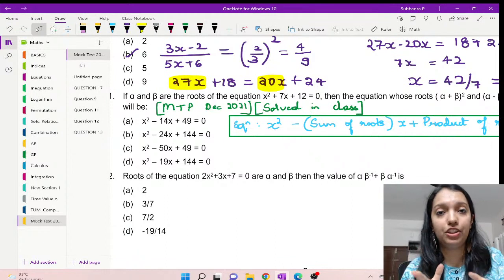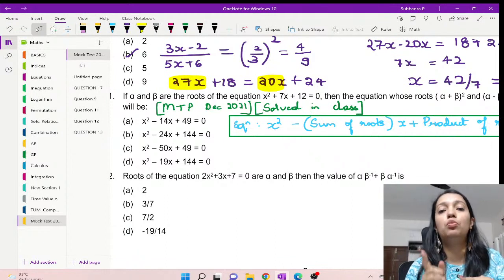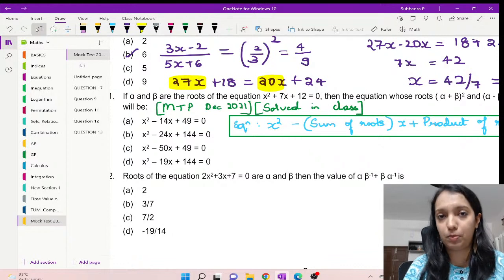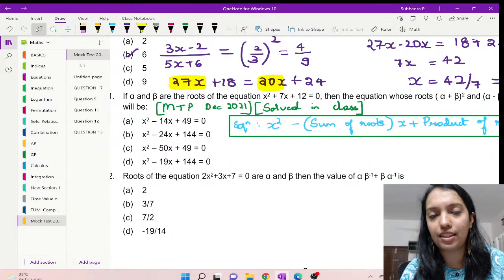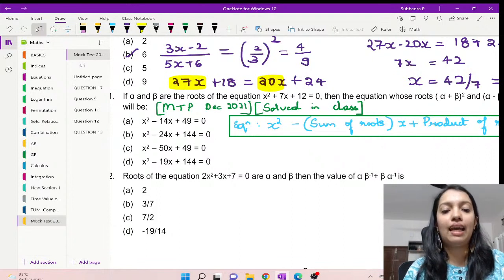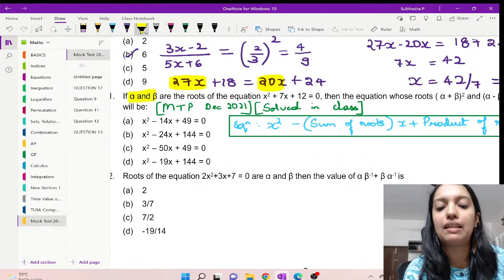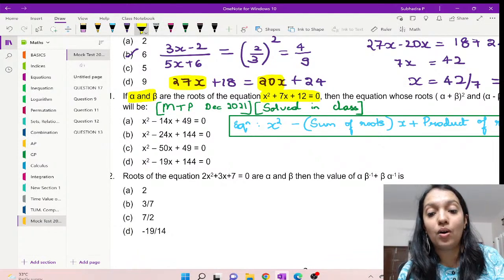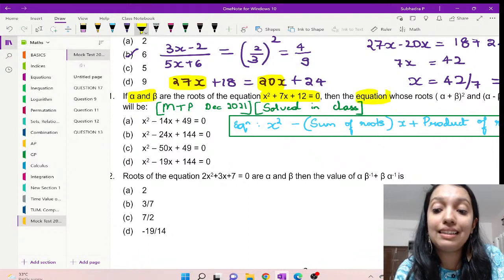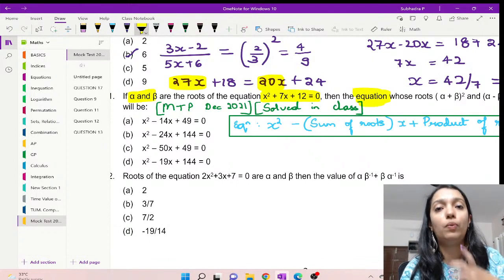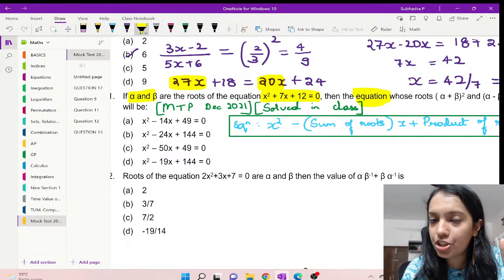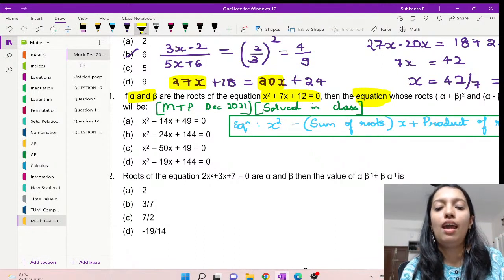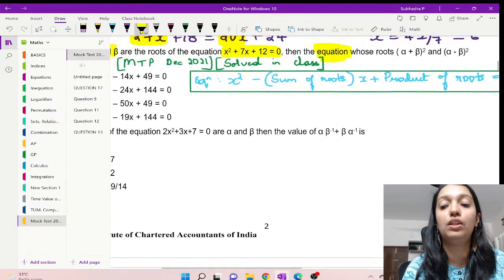I have solved this question in our classroom. Also, this question was asked in the previous attempt mock test paper. So, it is very much expected that this question will come in your examination as well. Two things they have given in this question: alpha and beta are the roots of x square plus 7x plus 12. Now, they are asking you to find the equation. Do you remember how to find the equation? We have to use the generic formula x square minus sum of the roots into x plus product of the roots is equal to 0.